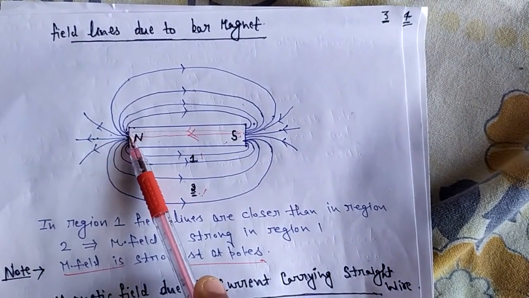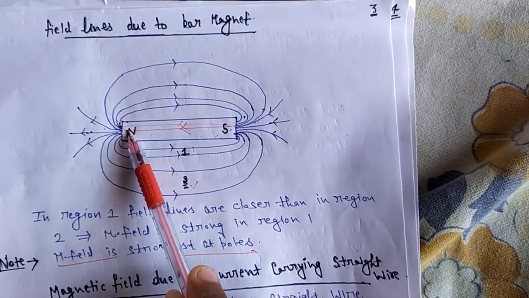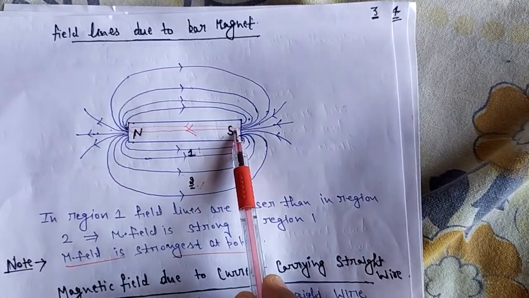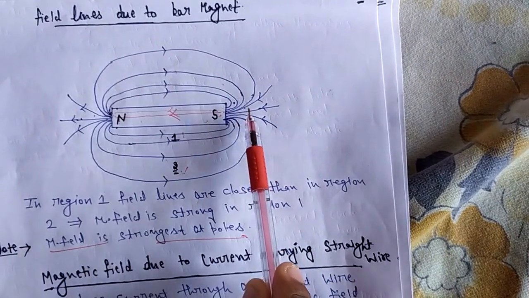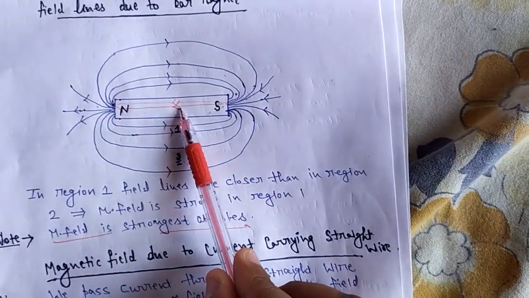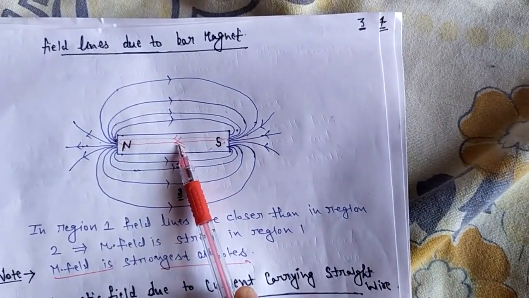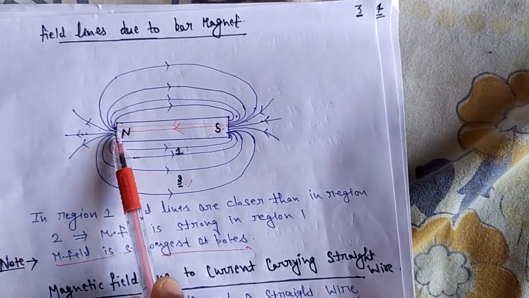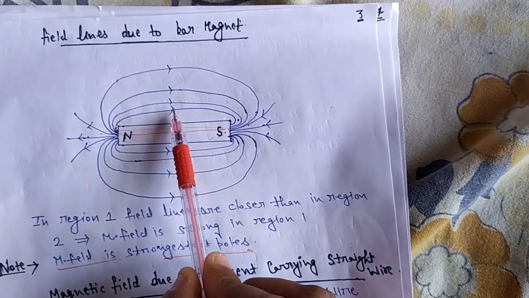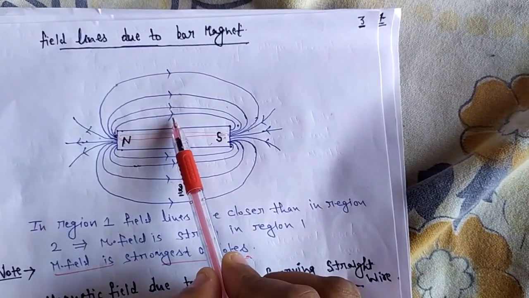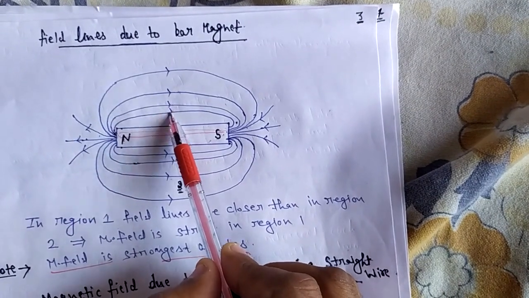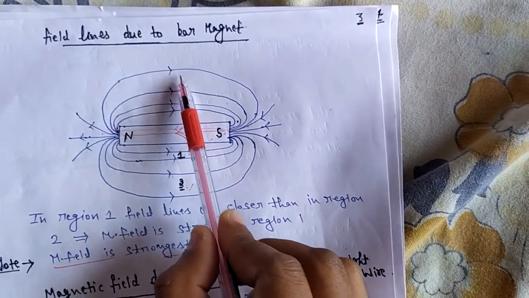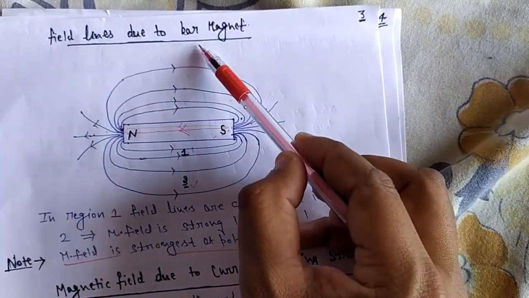Look carefully at this diagram. The magnetic field lines emerge from pole N and end at pole S outside the magnet. Is this clear? And inside the magnet, the direction of the magnetic field lines is from S to N. Second, if we look at the crowdedness, it is more here, less there, and the crowdedness decreases as we go away from the bar magnet.